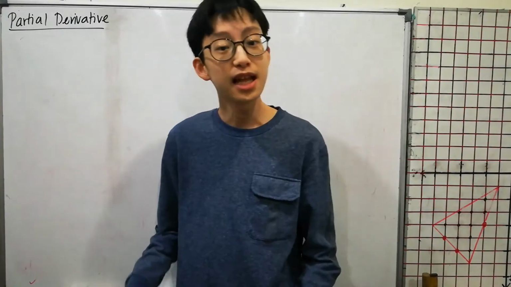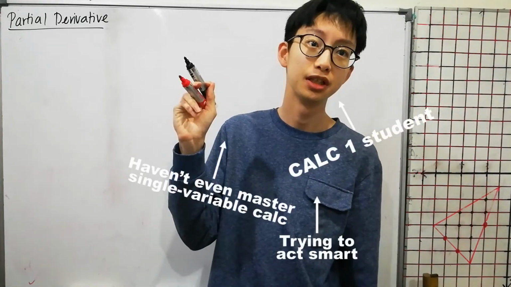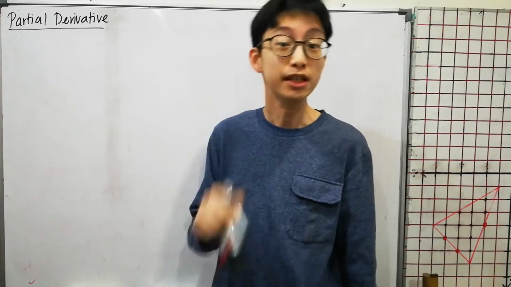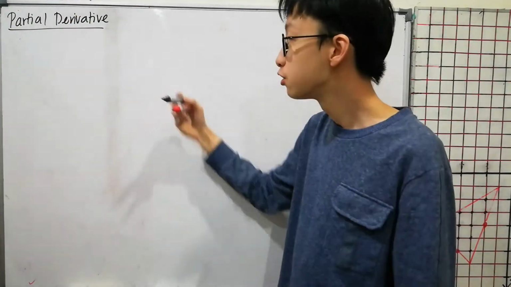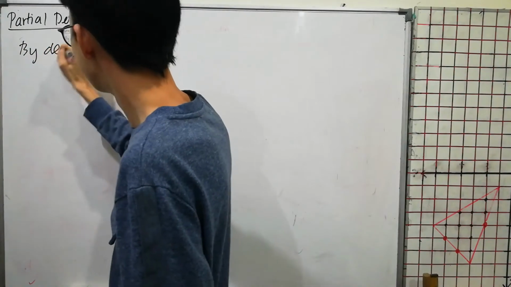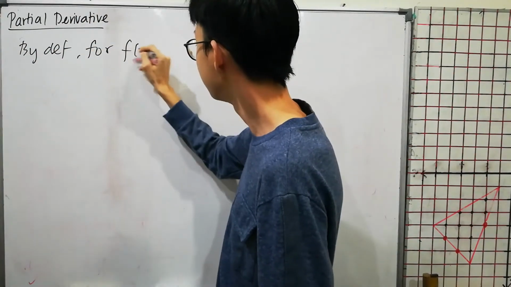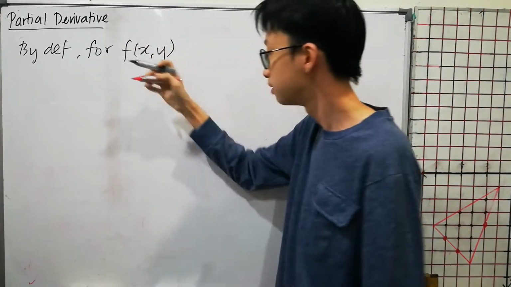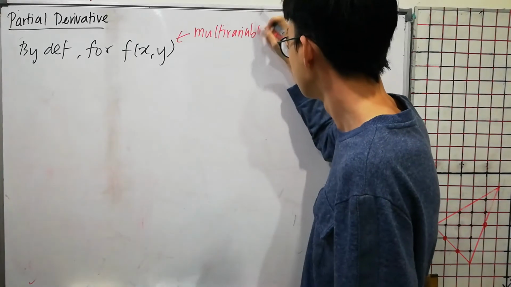To understand how it works, we need some concepts from Calc 3. We need one concept from Calc 3, which is the partial derivative. So what is a partial derivative? By definition, we always start with definition. For a function f(x, y), this is a multi-variable function.